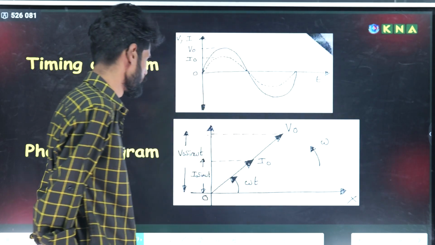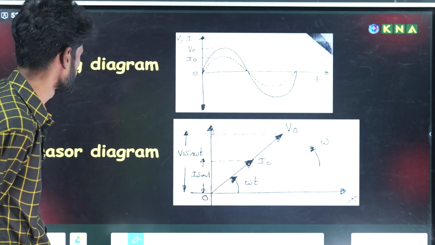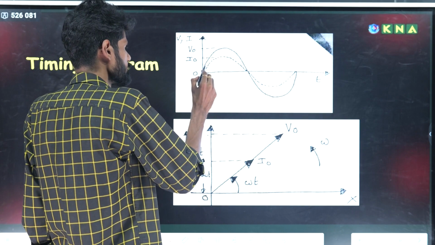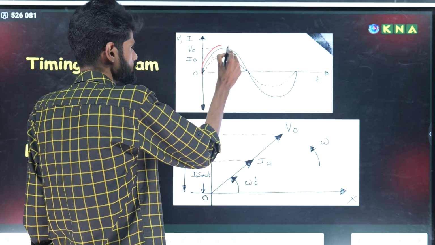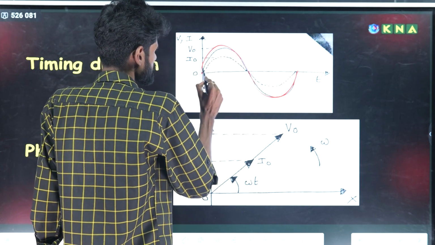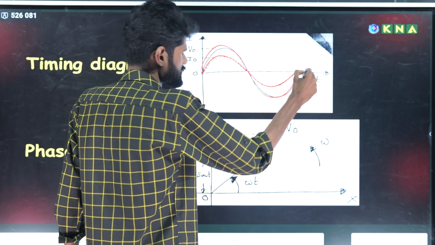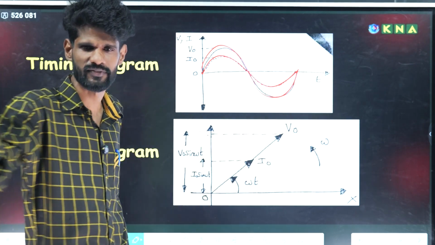Move on to the phasor and timing diagram. We can see that for a timing diagram, this is the representation of the voltage phasor. This is the voltage phasor, and this one is the current phasor. Both reach the maximum and minimum at the same instant of time.